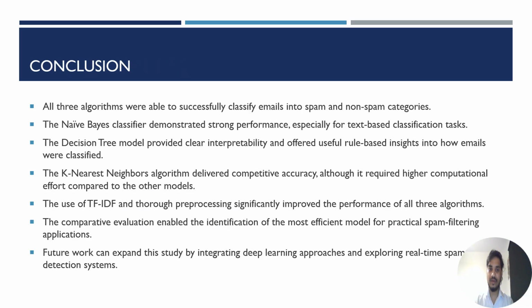And in the conclusion, this project demonstrated that machine learning remains highly effective for email spam classification by comparing Naive Bayes, decision trees, and KNN under identical conditions. The study shows that Naive Bayes offers the strongest overall performance for text-heavy datasets, where decision tree provides clear interpretability and KNN delivers competitive accuracy with a higher computational cost.